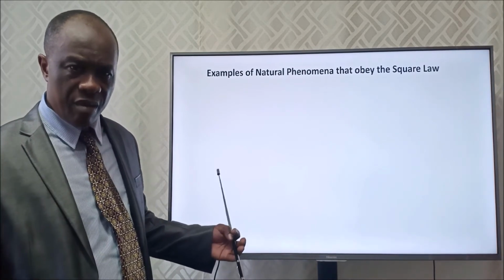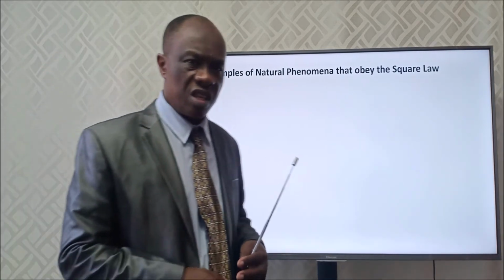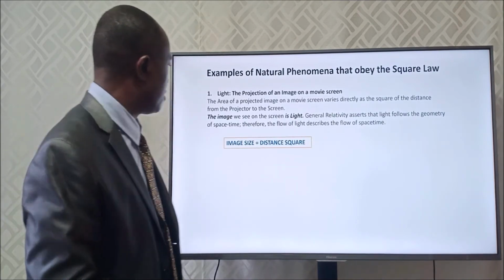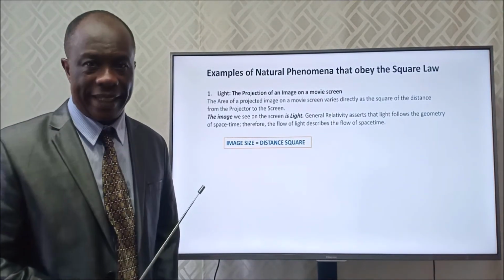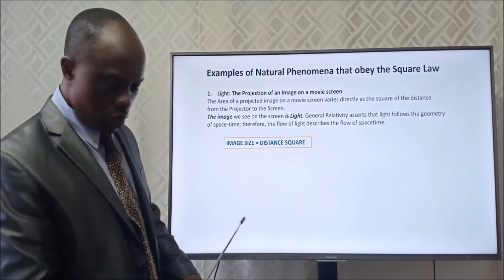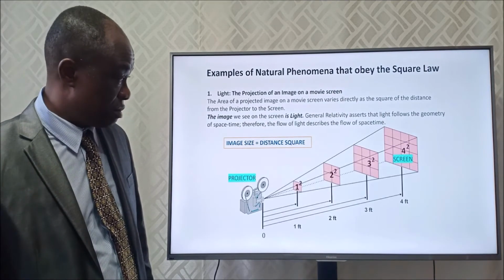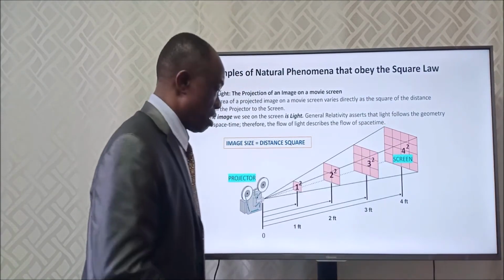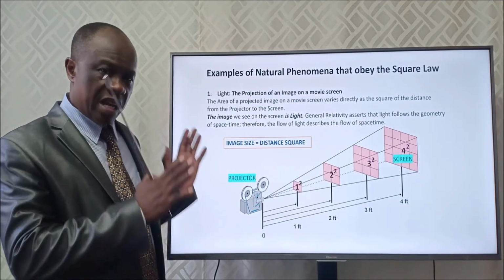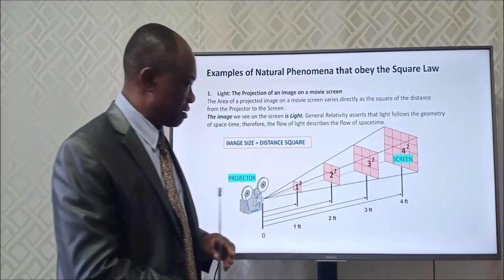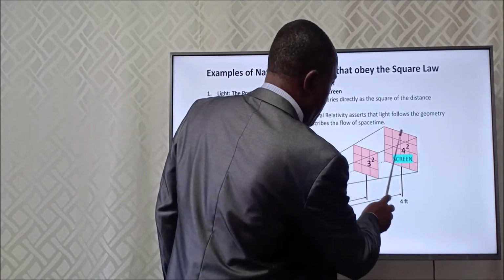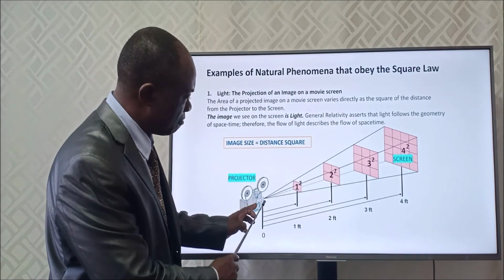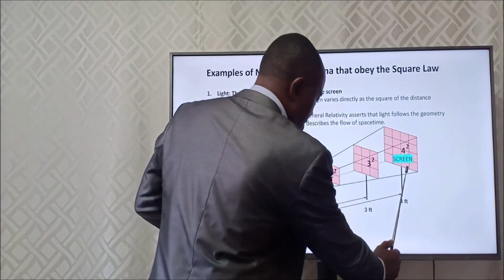Now let's see if there are other phenomena that have been studied already in physics, which also explain the square law. The first example is about light. You go to a movie house, then you watch the image on the screen. According to calculations done by the scientists, the size of the image on the screen is directly proportional to the square of the distance between the projector and the screen.